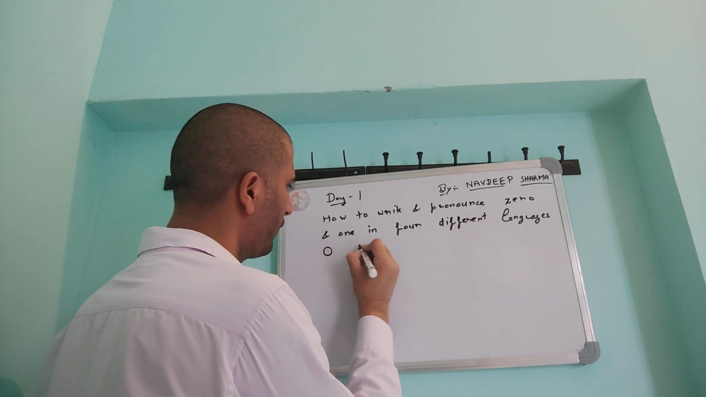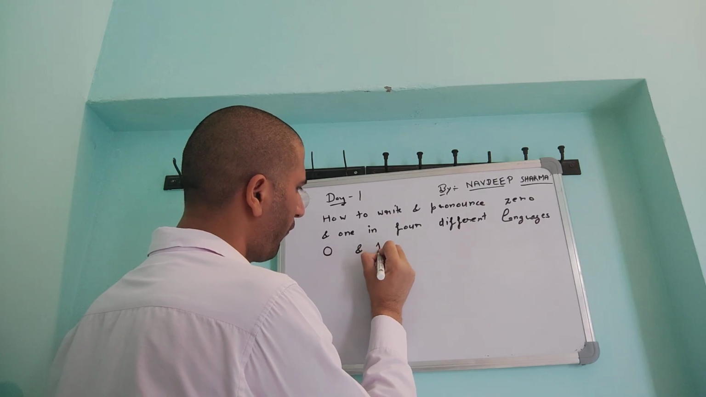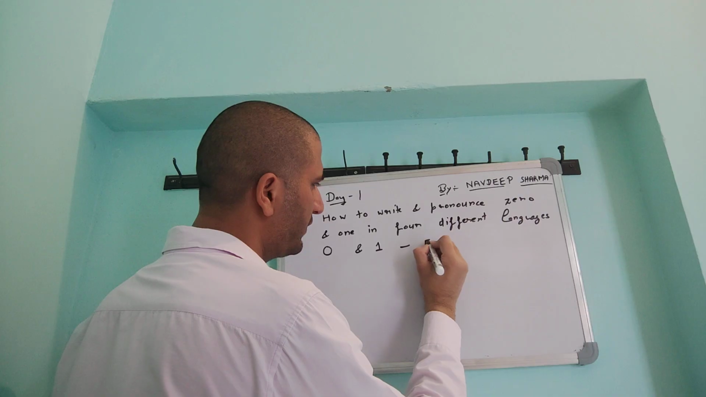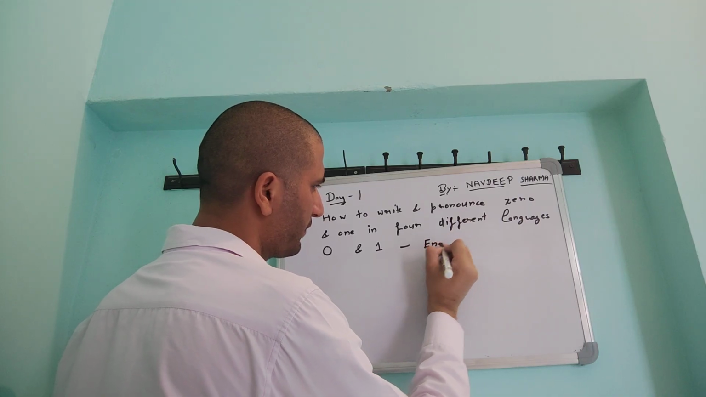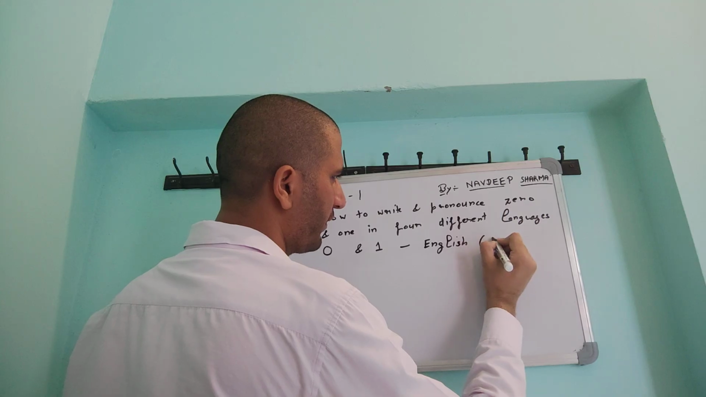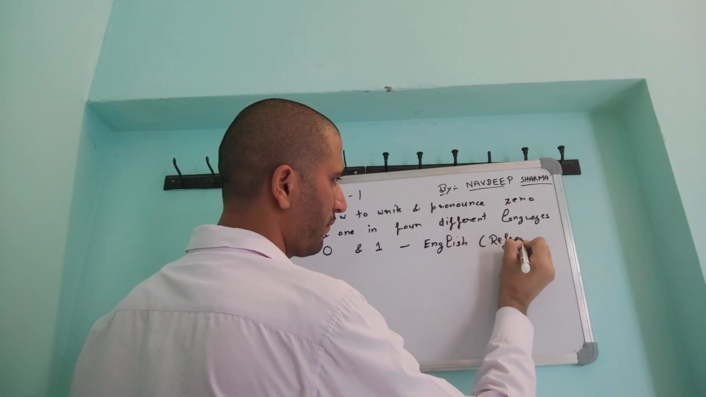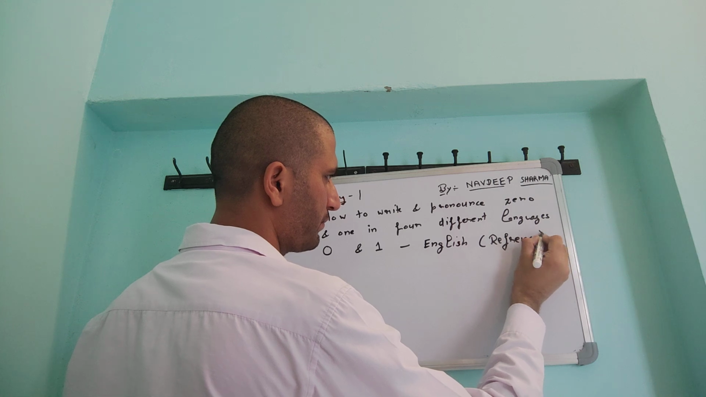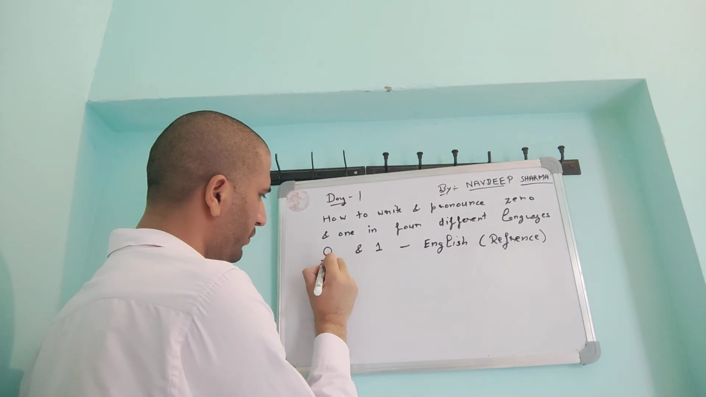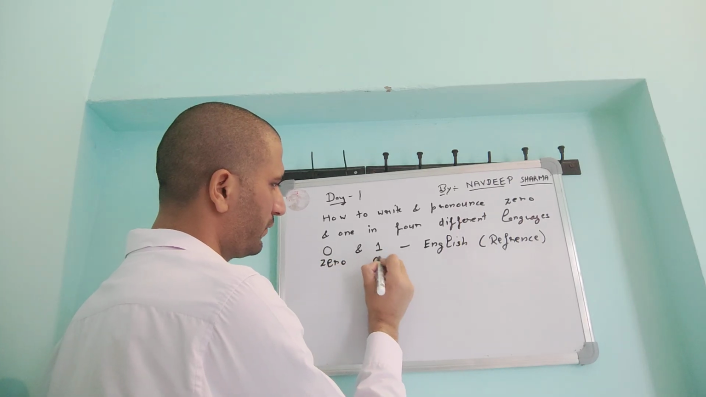0 and 1 in English. For reference, zero in English is called 0 and 1.